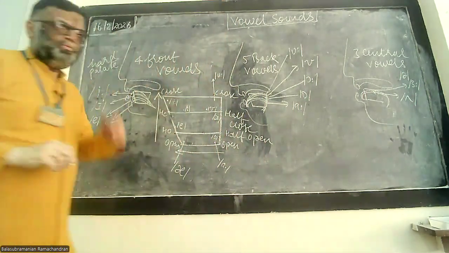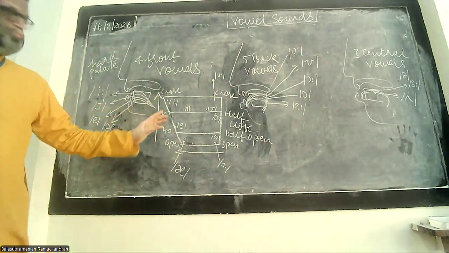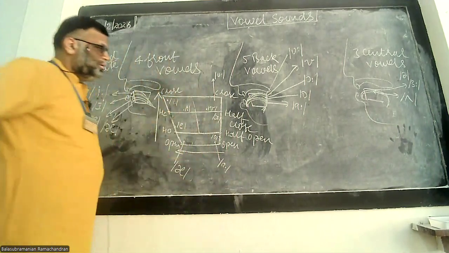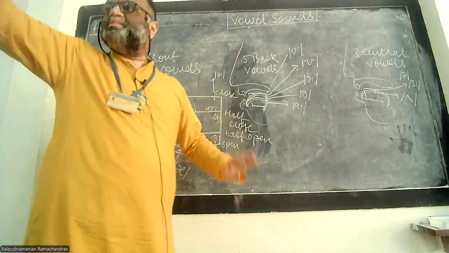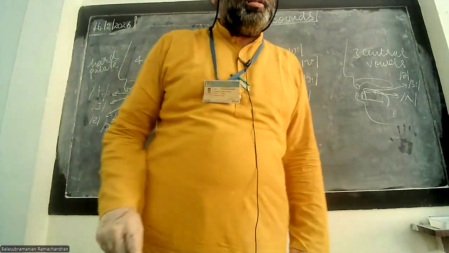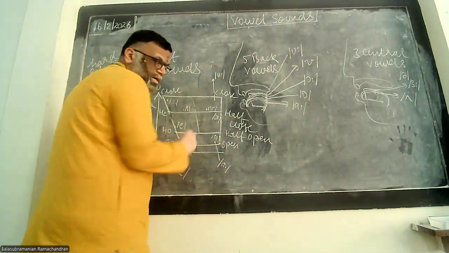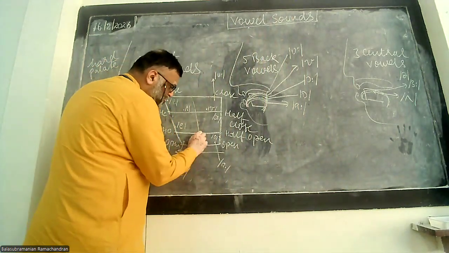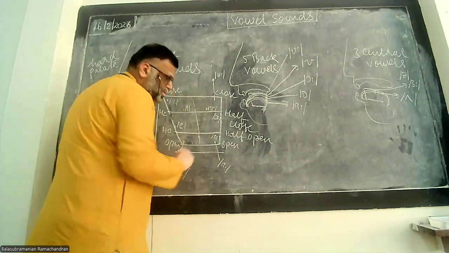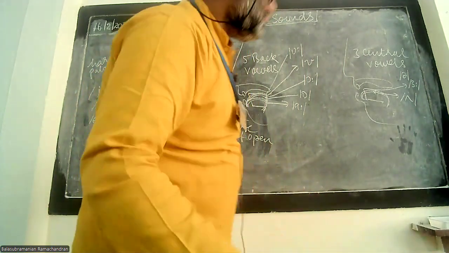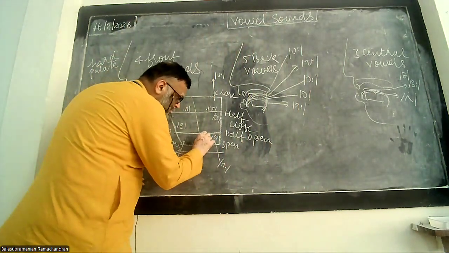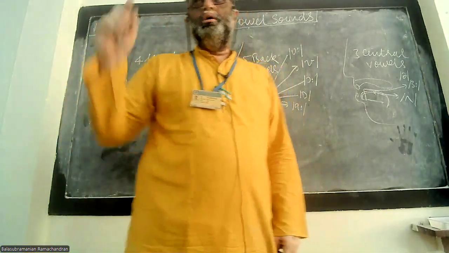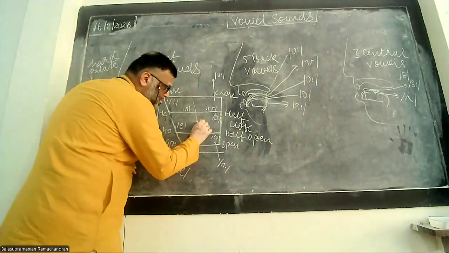U and U just below close position. Now, where will the central vowels be? Either front to back, so let us draw a line. This represents the central vowels. Central vowels will be just below half open position, and between half close and half open, schwa and the long one.